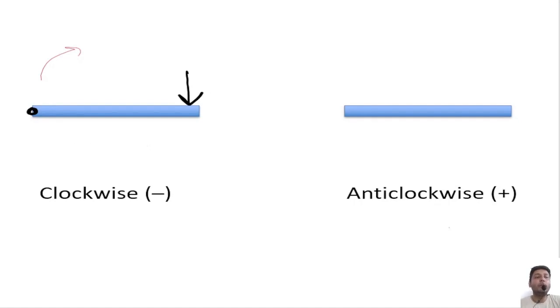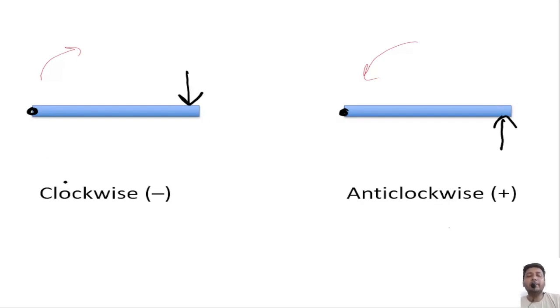Again, if you want to rotate this rod in anti-clockwise direction, anti-clockwise direction means this direction, the opposite direction like this. So if your rod is pivoted at this point, where will you apply the force? You will apply the force in this direction. So this will rotate the rod like this.